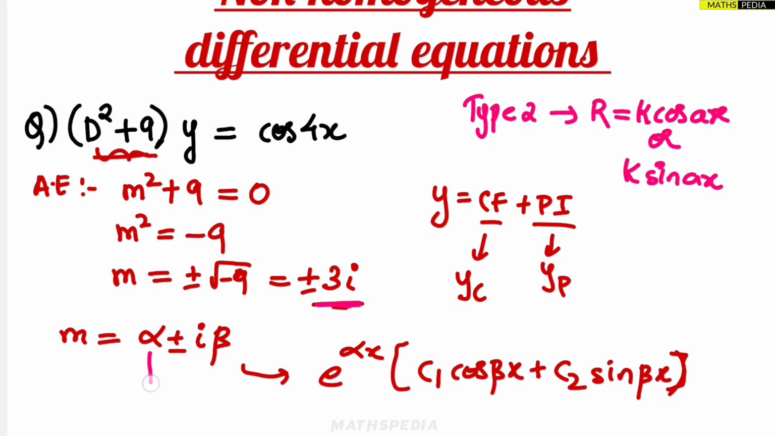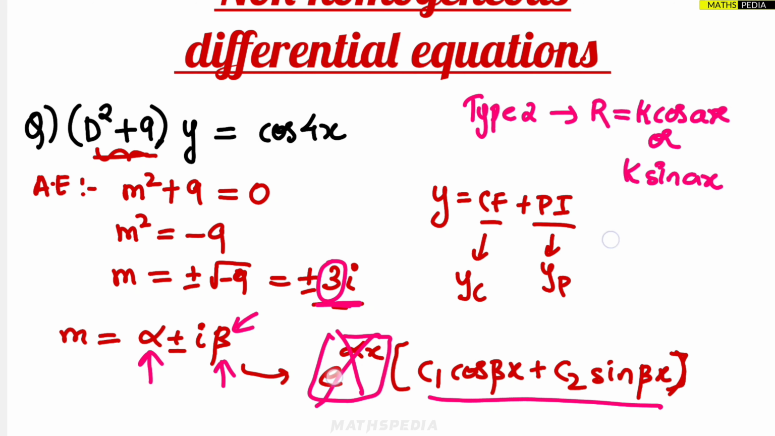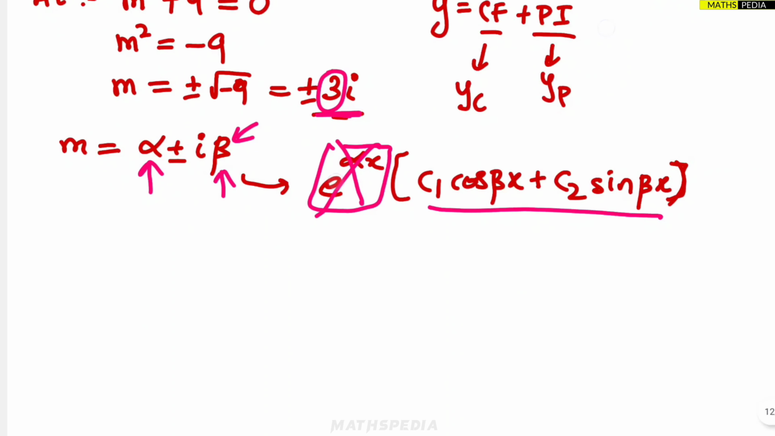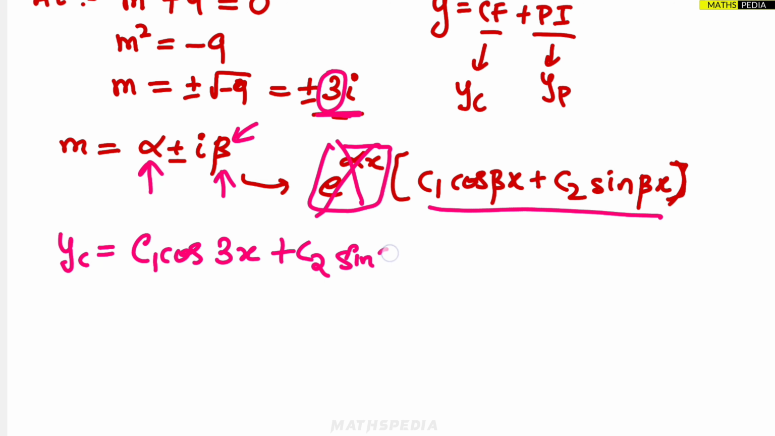Now if you compare it with this, you can understand that alpha is the real part and beta is the imaginary part. The real part is not there, that means only beta is there, 3. Alpha is not there, so you can eliminate that part. Only this part you have to write in the solution. So the complementary function will become YC is equal to C1 cos 3x plus C2 sin 3x. This will be the solution.